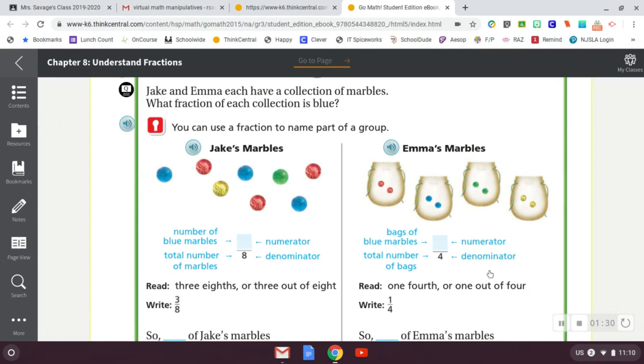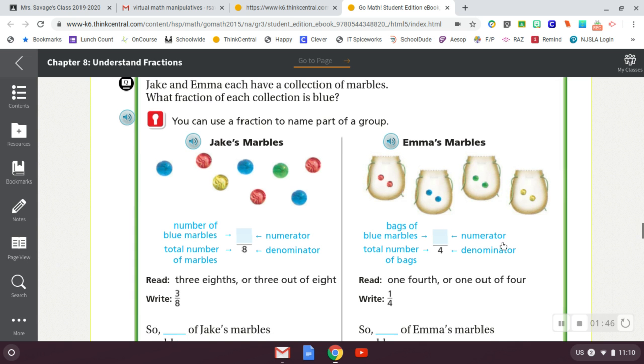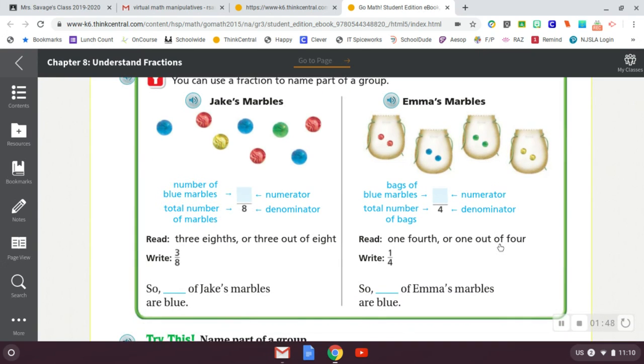Now, I want to find out how many bags have blue marbles. Well, this one's got red, got a blue, a green, and a yellow. So 1 bag here is my numerator. 1 bag is blue. So the numerator becomes 1. So 1/4 of Emma's marbles are blue.